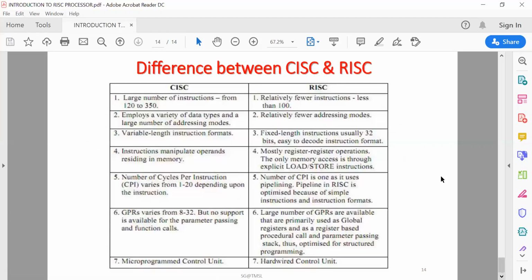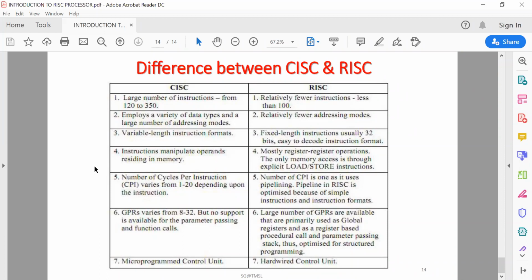So the last slide is basically the difference between the CISC and RISC processor. In CISC processors, a large number of instructions, from 120 to 350, are used, whereas RISC has relatively fewer instructions, less than 100. A CISC processor employs a variety of data types and a large number of addressing modes, whereas RISC has fewer addressing modes. In CISC, variable length of instruction is available, whereas RISC has fixed length instructions, usually 32 bits, and it is easy to decode that instruction format because all the instructions are in the same format.